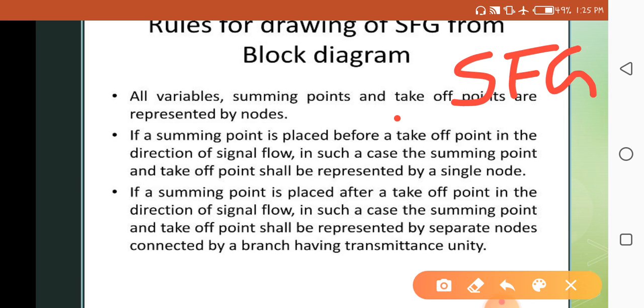And if a summing point is placed before a takeoff point, then the takeoff point shall be represented by a single node, same as the summing point. And if a summing point is placed after a takeoff point, then the takeoff point and summing point are represented by different nodes.